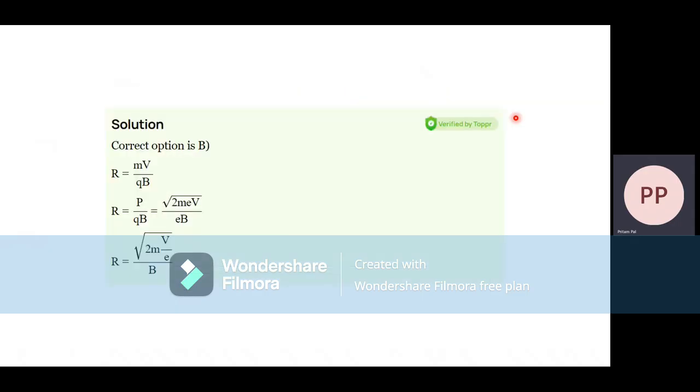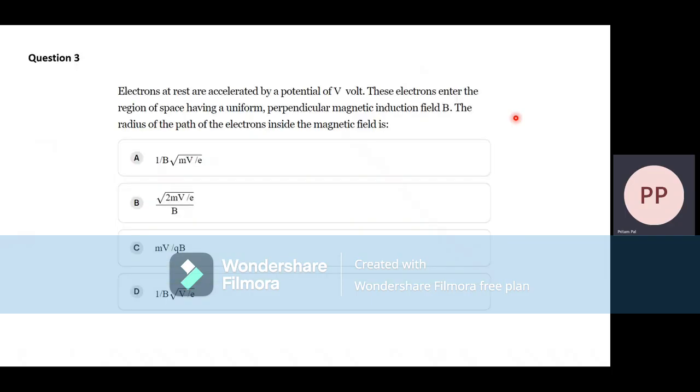So you just need to use the equation R equals mv by qB, and just simply rewrite the equation in terms of whatever information you are given. Just rewrite and you will find the ultimate radius will be root over 2mV over e, divided by B. So according to this, option B is correct.